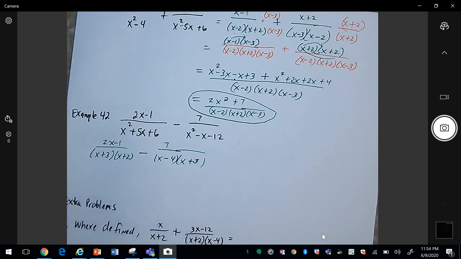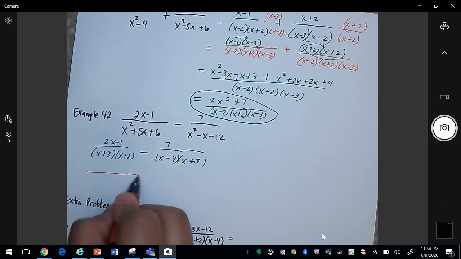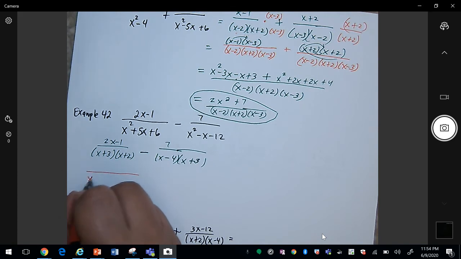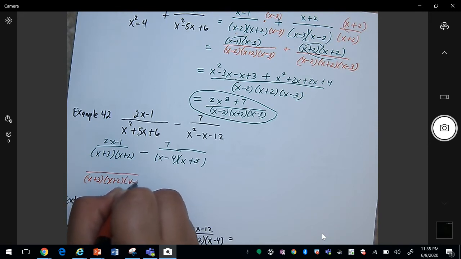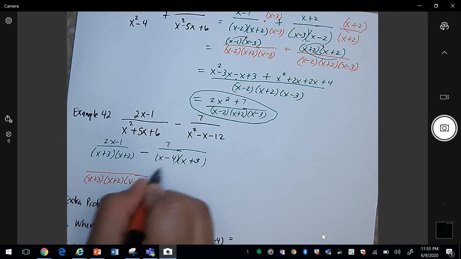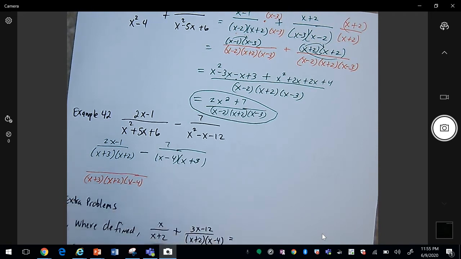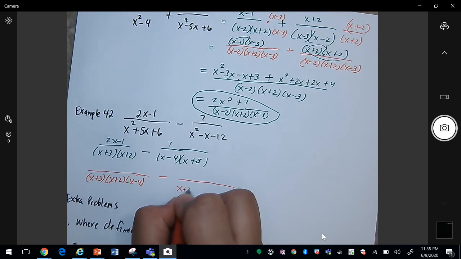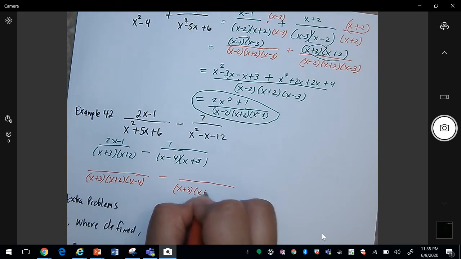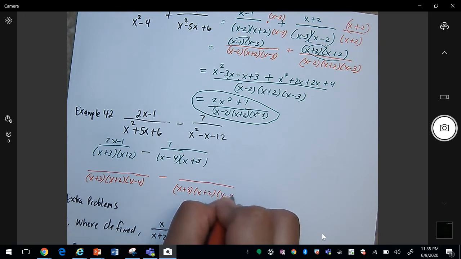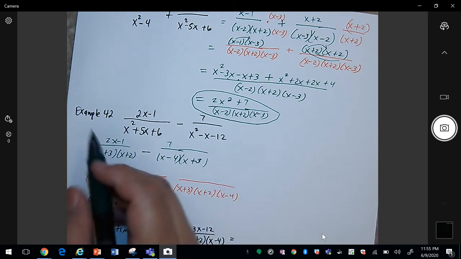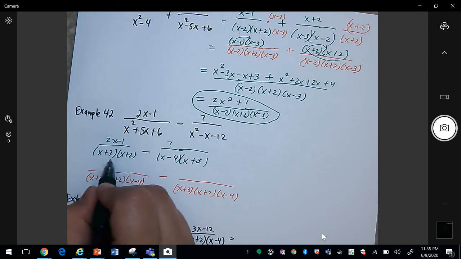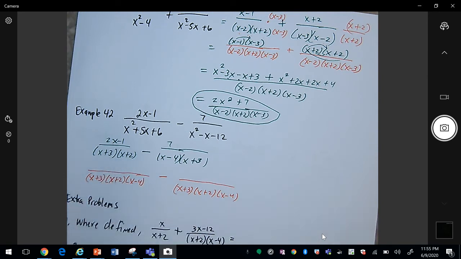So my common denominator is going to be x plus 3, x plus 2, x minus 4, and x plus 3 is already being used. So in this denominator, we're missing the x minus 4.